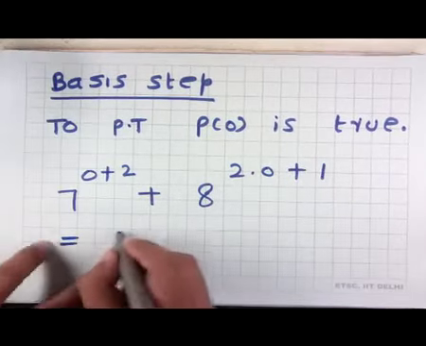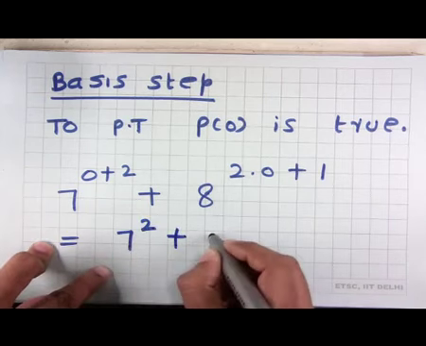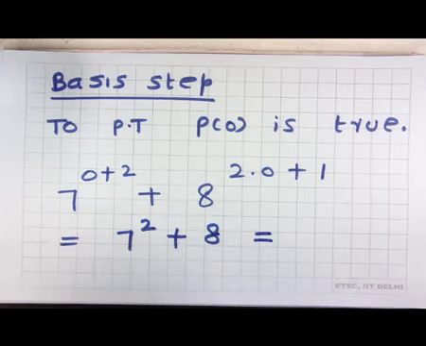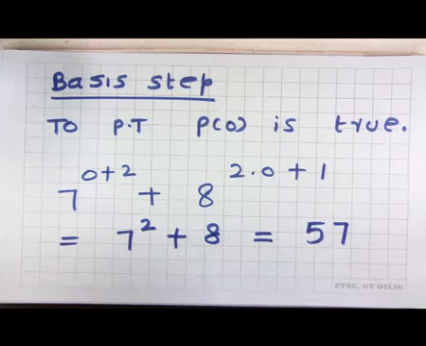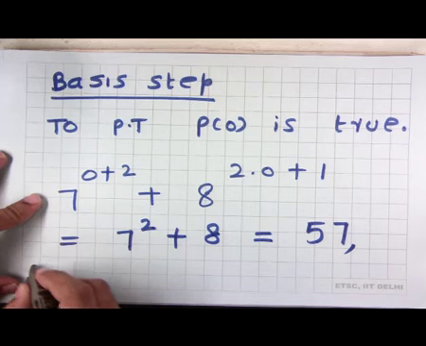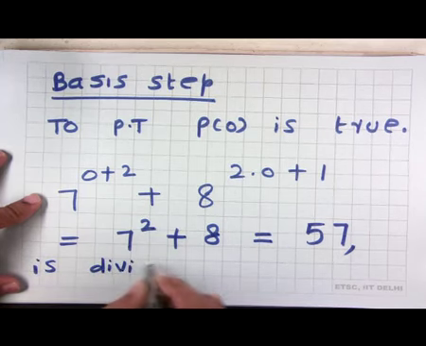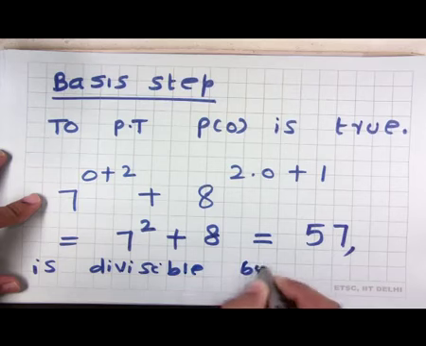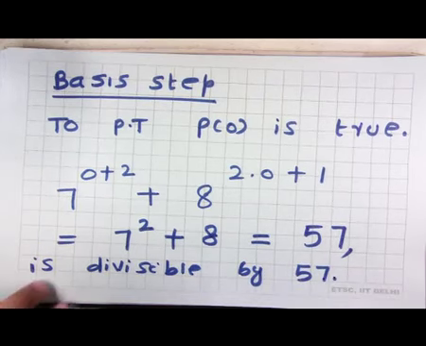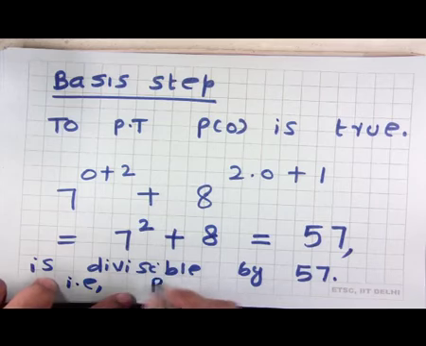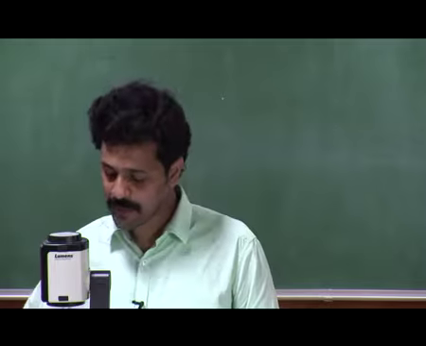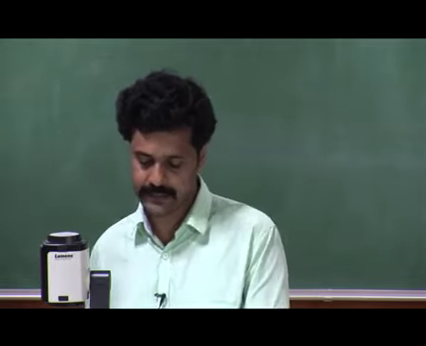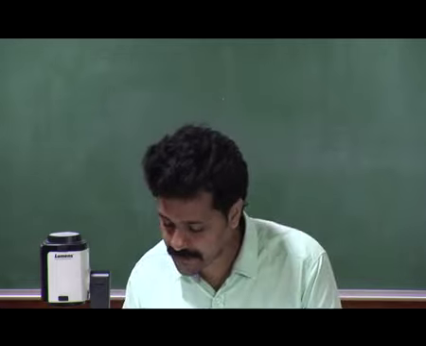It is 7 square plus 8, which is 49 plus 8, and it amounts to 57. Clearly 57 is divisible by 57. That is, P of 0 is true. Without much delay, let us proceed with the next step, the inductive step.